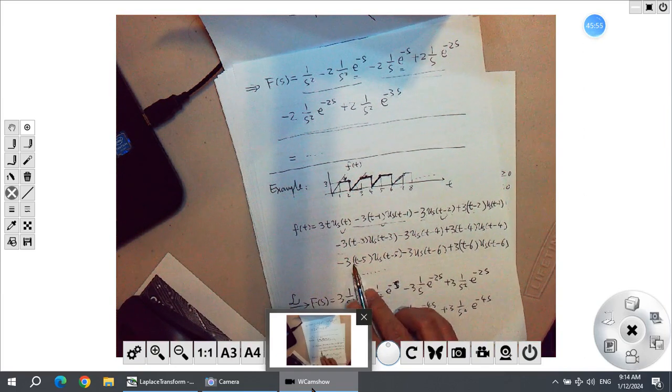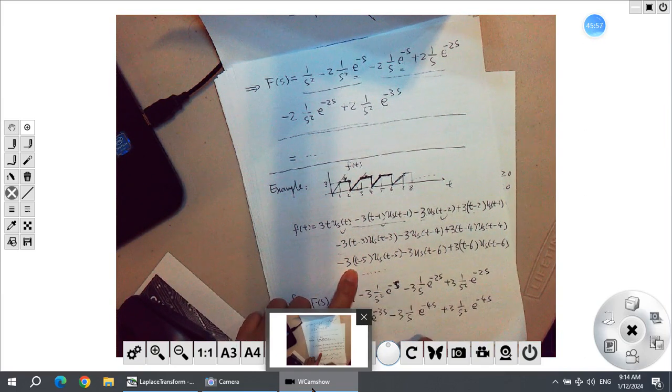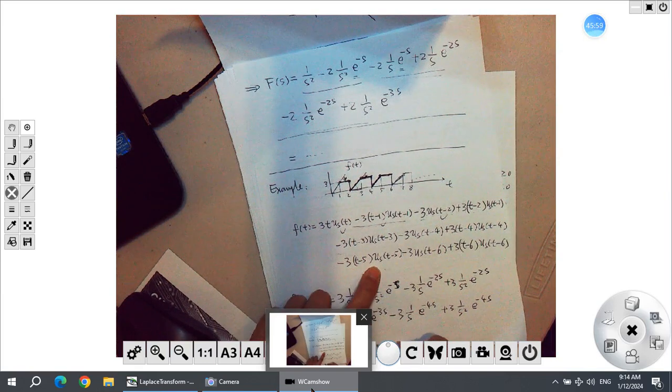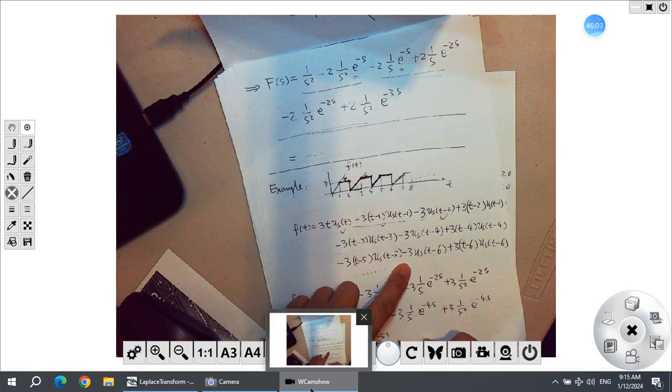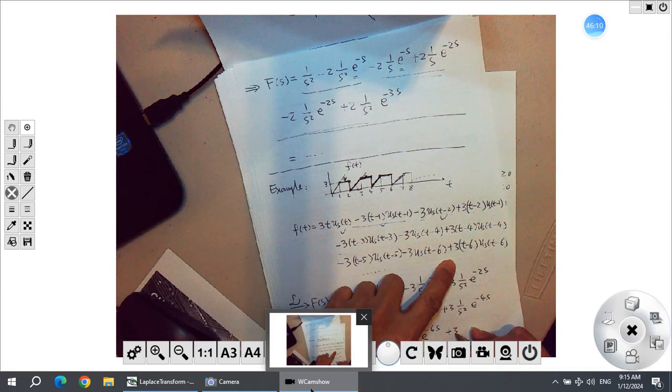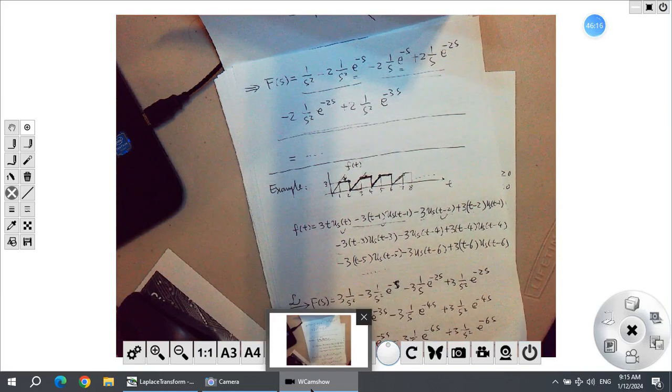And here, minus 3, 1 over s squared, e to the negative 5s. And minus 3, 1 over s, e to the negative 6s. And plus 3, 1 over s squared, e to the negative 6s, and so on.